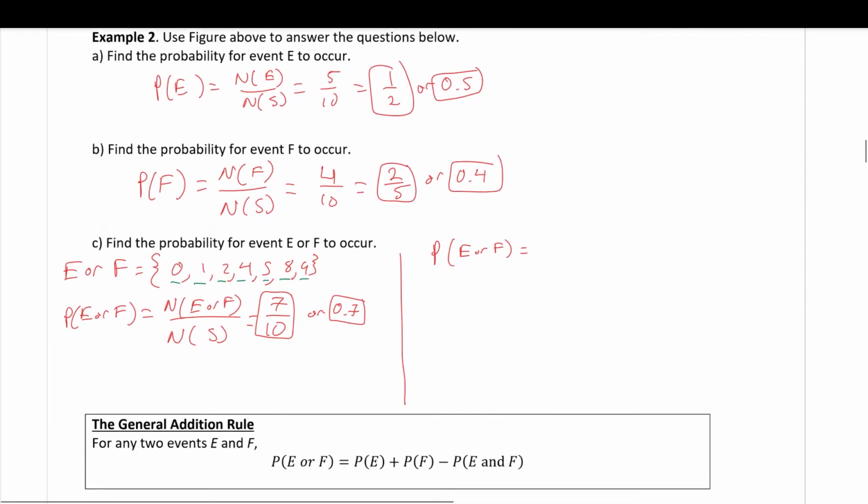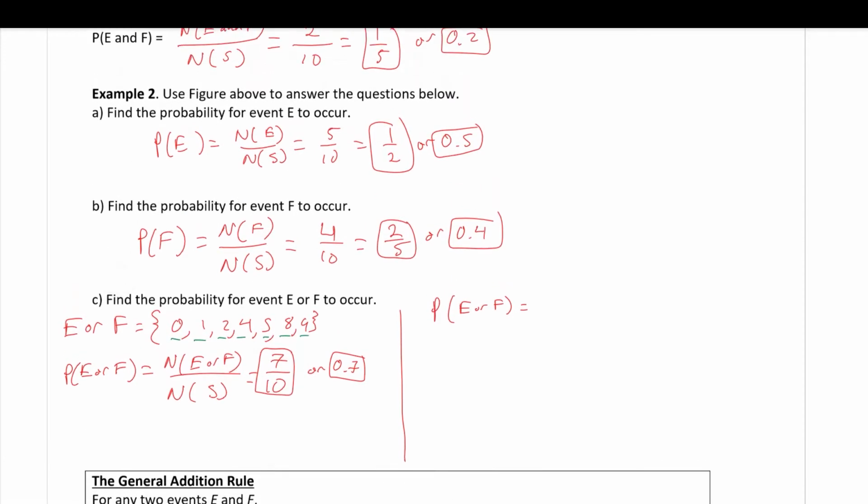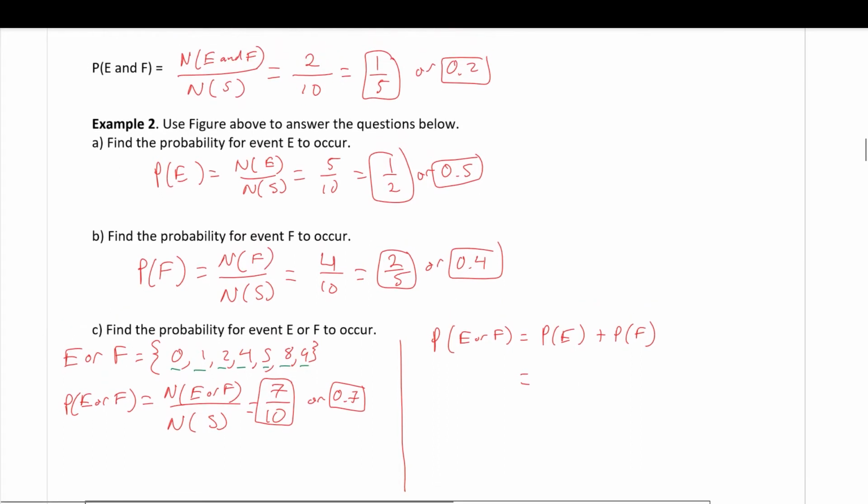As you can see, there's an adjustment for the general rule. So probability of E plus probability of F. So what did we actually do there? Probability of E up here is 5/10 plus probability of F, that is 4/10. If we were to add those up, we would not be getting 7/10 like it should be. We would get 9/10. And that would be wrong.